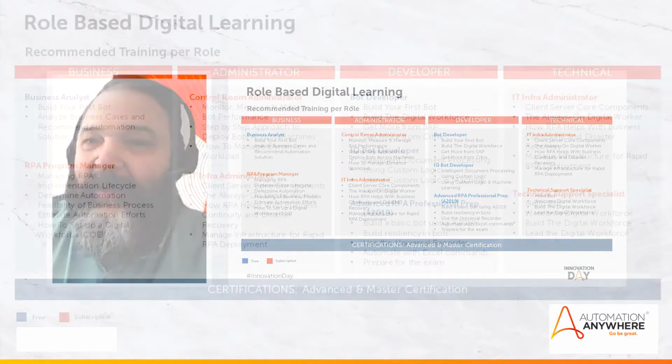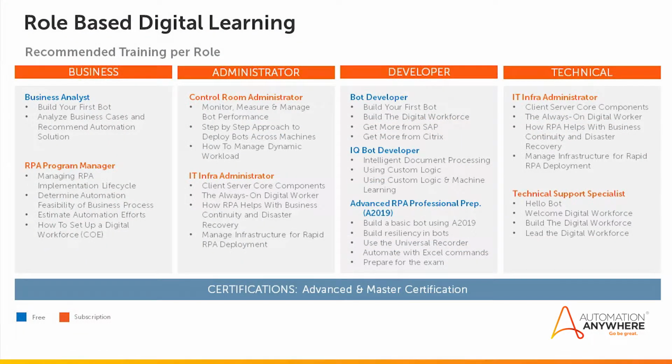This is a sample of the learning trails that we have available. The ones with a blue title, so we have business analyst as a learning trail, bot developer as a learning trail, advanced RPA professional prep as a learning trail. Those 3 learning trails are very highly recommended for you to take. They include all the courses that are the bullets underneath the titles.